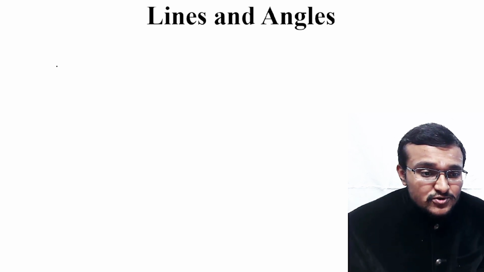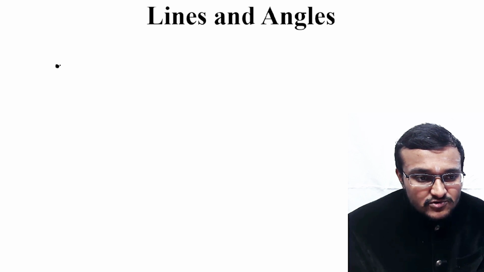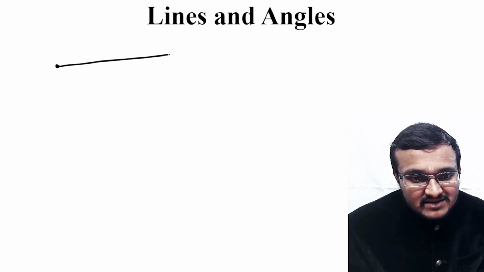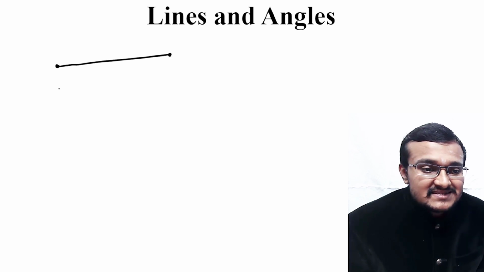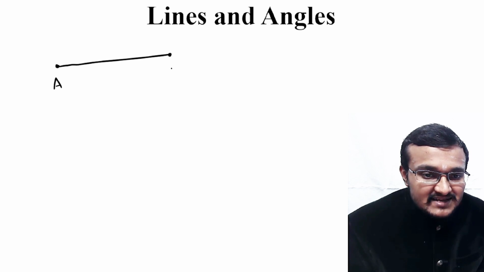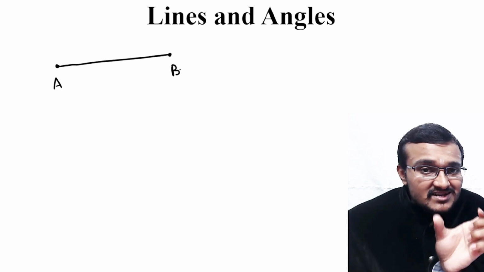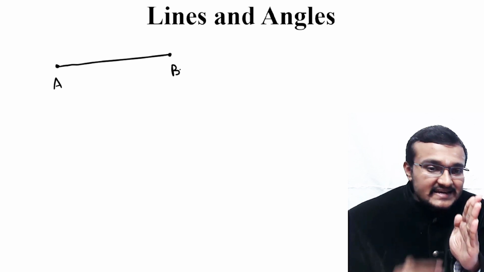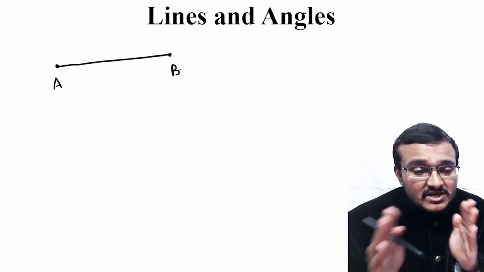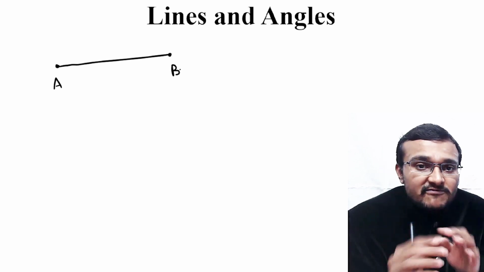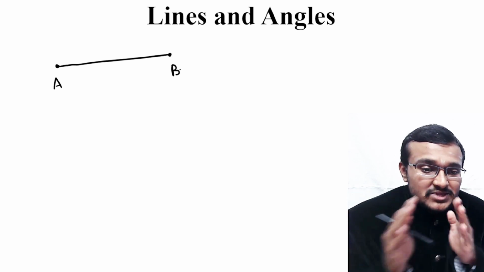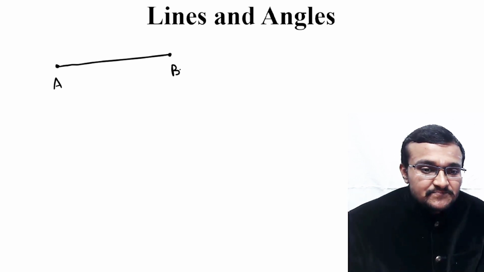So now after knowing about angles, if you draw a particular line segment, always remember a line segment will have endpoints like this, that is A and B. So that means this particular line has been terminated at A and at B. So this is part of a long straight line. So that's why this is known as a line segment.